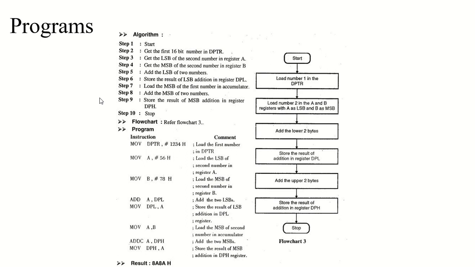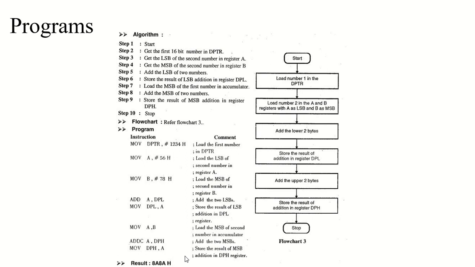which will add the two MSBs. The one which is stored in the DPH. What was stored in the DPH? Remember, 12H, and the one which is stored in the A register, or in the accumulator, which was previously in register B. What was previously in register B? 78H. So we are adding 78H with 12H.